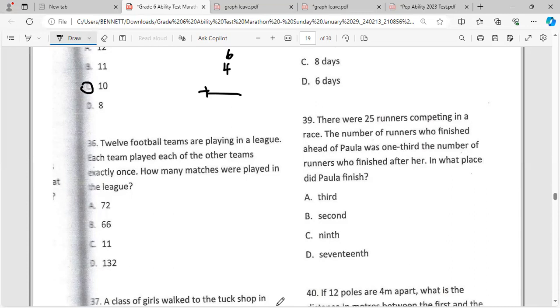All right, go ahead. 12 football teams are playing in a league. Each team played each of the other teams exactly once. How many matches were played in the league? So you just have to draw this one out. I don't remember how to do it, but that teacher was able to draw it. You just have to draw stick people, right? 12 teams, or 12 sticks.